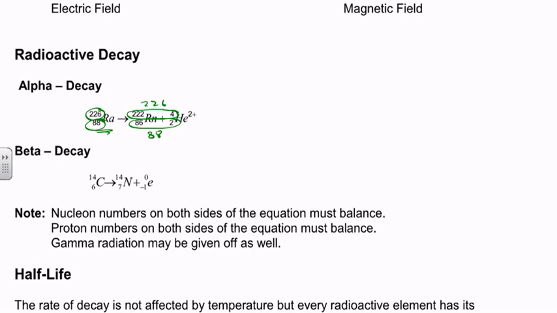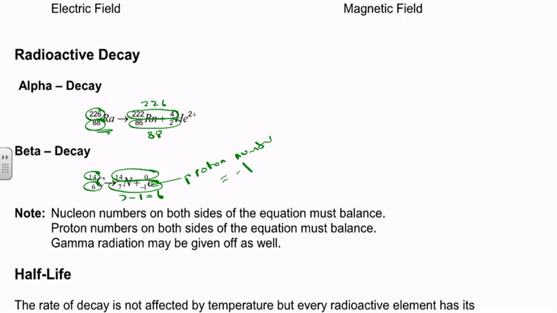And that happens for beta. There's 14 there, and it must be 14 there. And there's 6 there, and it must be 6 there. Now, you must wonder, why is the proton number -1?